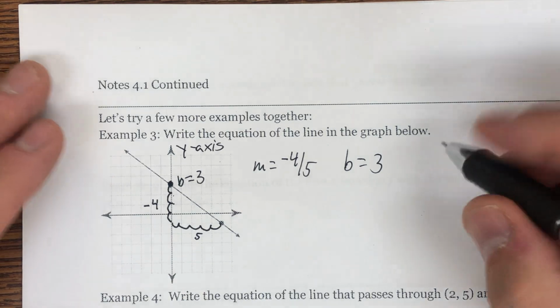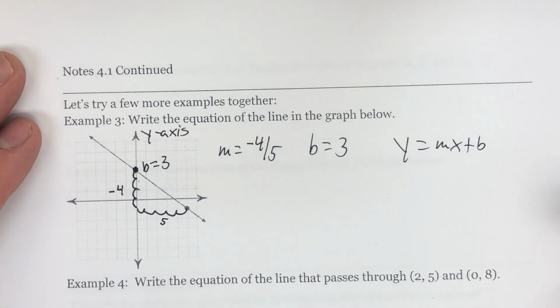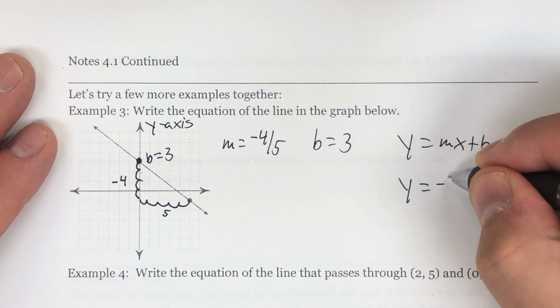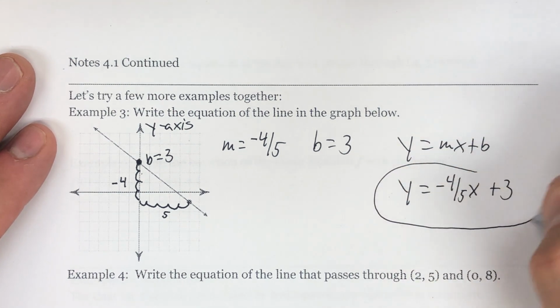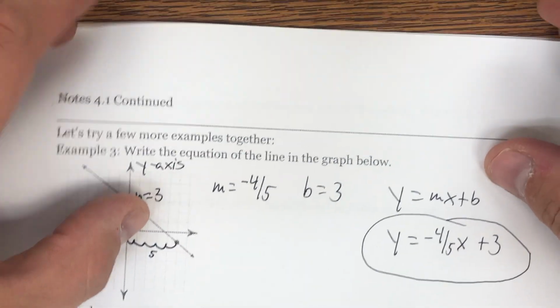All right, slope-intercept form again. Y equals mx plus b. We need to memorize that. Plug in m, plug in b. Y equals negative 4/5 x plus 3. We got it. Okay? Next example.